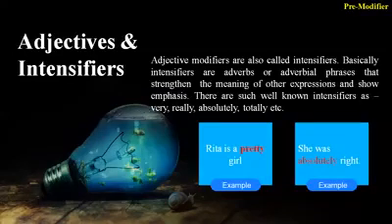Okay, adjective. As an adjective, there is an example: Rita is a pretty girl. Here, you know, girl is a noun and pretty is an adjective. Second example, as an intensifier: she was absolutely right. You know, right is a noun, and before the noun I put an intensifier, absolutely. Absolutely means completely right.